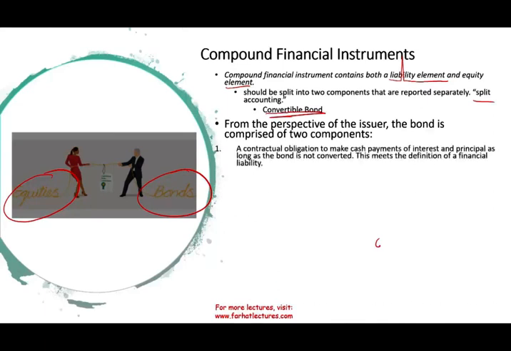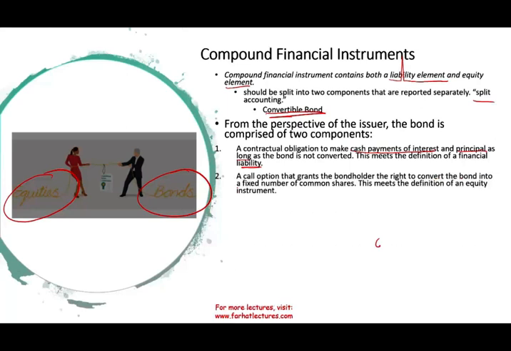They're selling you a contractual obligation to make cash payment of interest and principal as long as the bond is not converted. Well, guess what? They're giving you a bond and they have to pay you cash for the interest and they have to pay you back your money. This sounds like a financial liability. That's part of the bond. The second part of it has a call option that grants the bondholder the right to convert the bond into a fixed number of common stock. Well, this is an equity instrument.